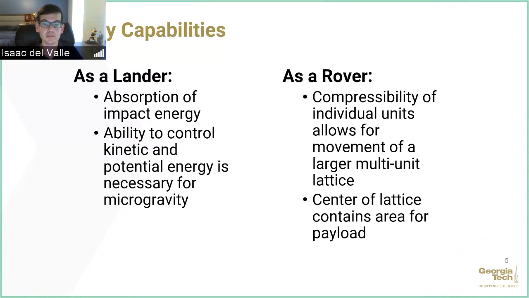This is the idea that my research project focuses on. If you can control when and how much each unit stores elastic potential energy, and also when to release it, you can direct the motion of the lattice by jumping and flipping in defined directions. So now, how do you accomplish this?